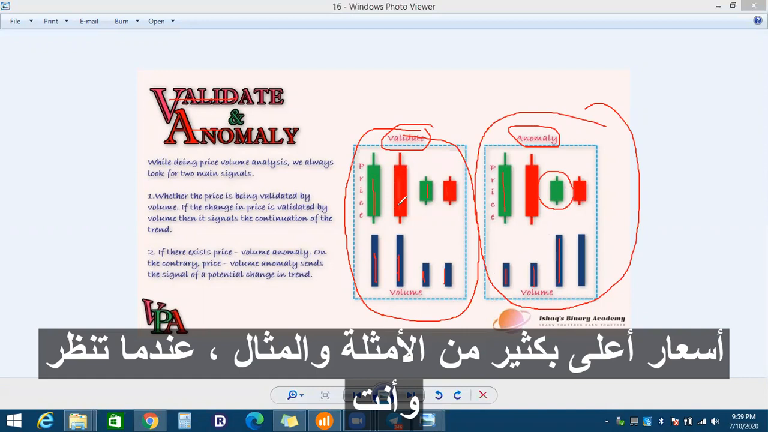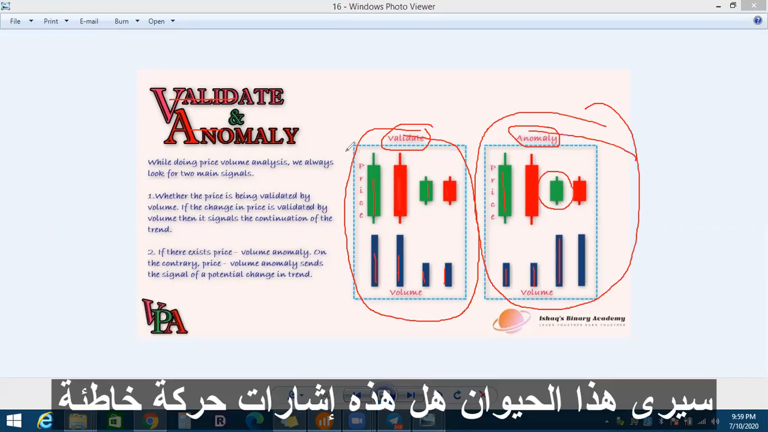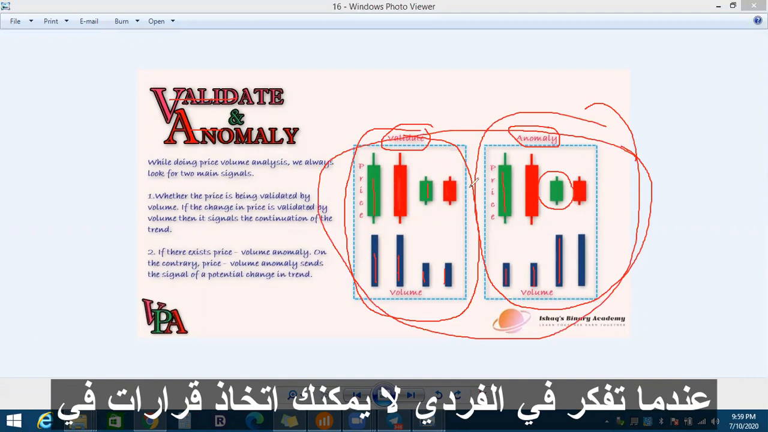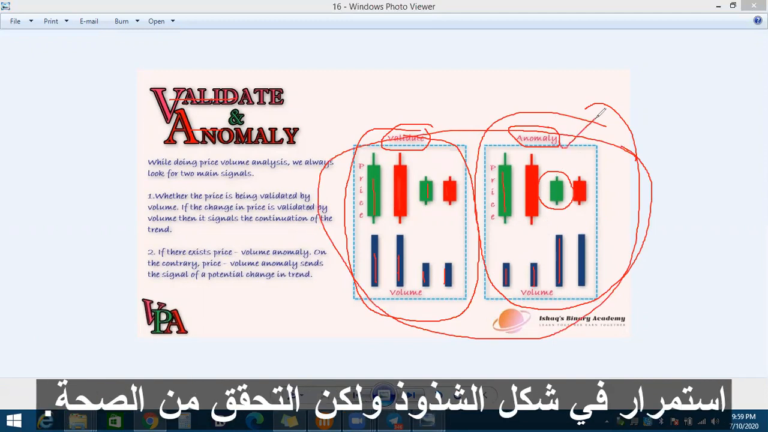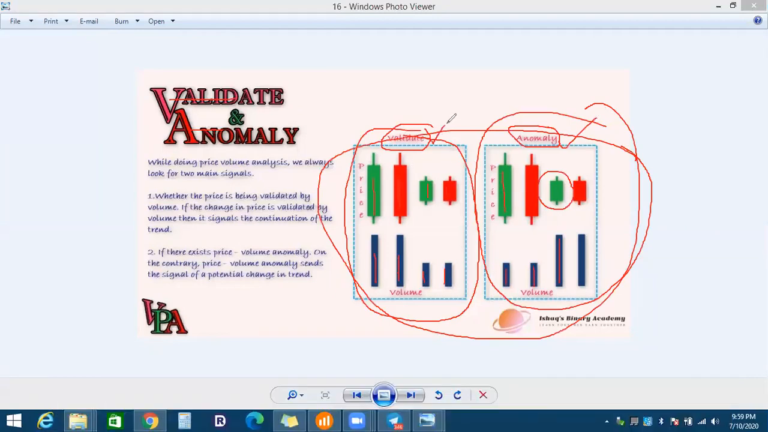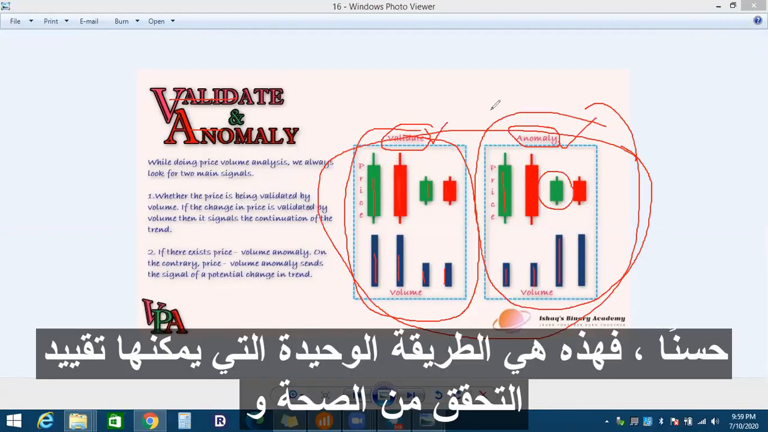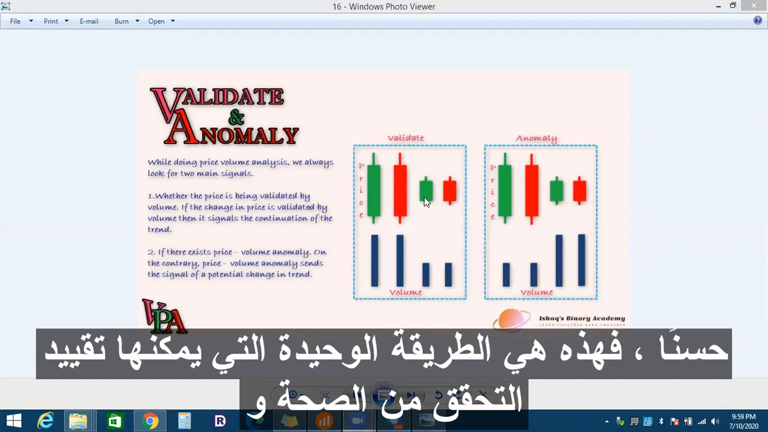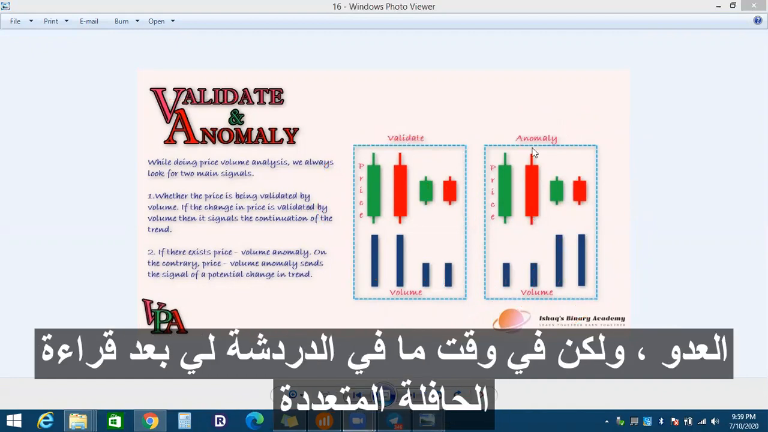In each bar, when you look into the chart, you will see these anomalies. These are the signals of the wrong movements. When you consider these signals, you cannot take the decision to continue in the direction of the anomaly. But with validation, you can continue the decision. Okay. So these are only single candlestick validation and anomaly.